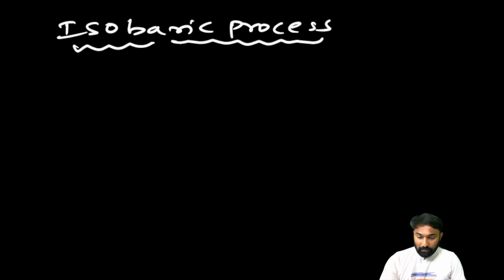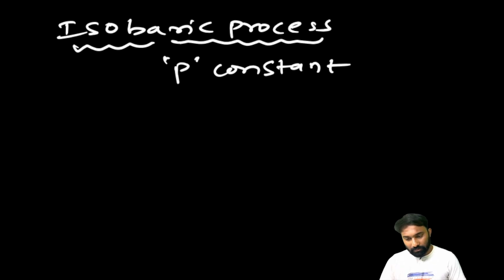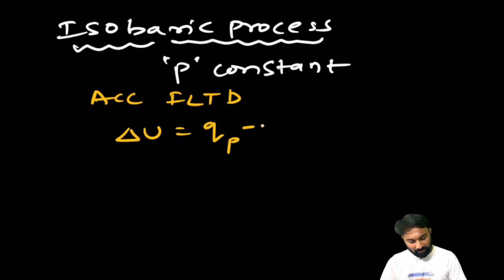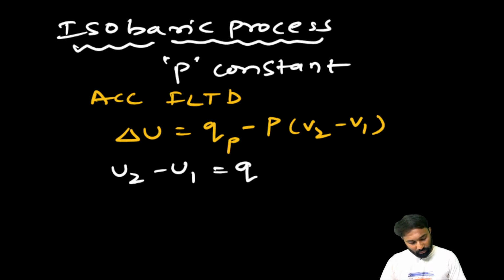Now here in the isobaric process, which is constant? P is constant. In the isobaric process, P is constant. According to the first law of thermodynamics, we know internal energy delta U is equal to constant pressure. Now the work done formula we have is P into V2 minus V1, the change in volume. Now the internal energy formula: U2 minus U1 is equal to QP minus PV2 plus PV1, can I write?